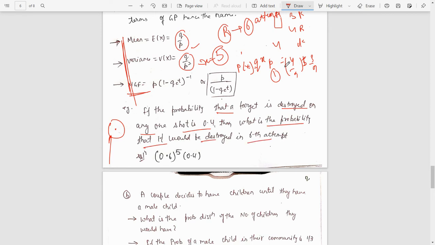It would be destroyed in the sixth attempt means you failed the first five times. We did not hit the target for the first five times, and then at the sixth attempt we hit the target. If we fire the first time and it did not hit, the probability of not destroying the target is 0.6. The second time the same thing happened, for five times, and then at the sixth time you destroyed the target. So this follows the geometric distribution, which is q to the power x into p, where x is the number of failures. The number of failures is 5, because you destroy the target in the sixth attempt. So this is q to the power x into p, 0.6 to the power 5 into 0.4.